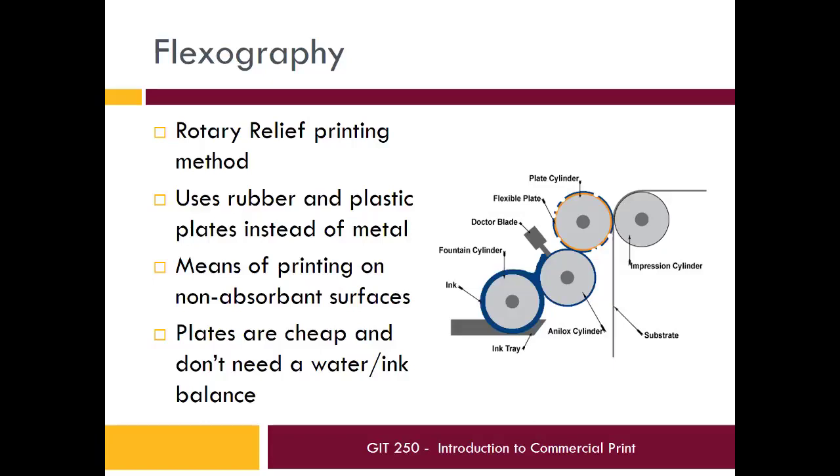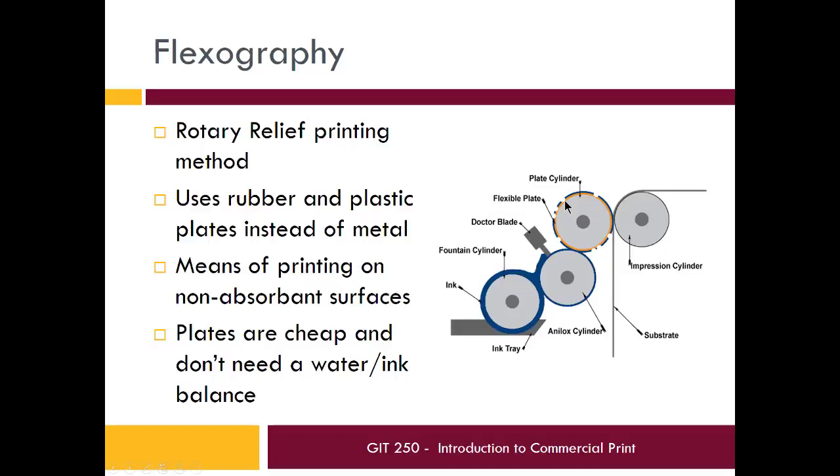Starting at the very bottom, you have an ink tray. So there's a tray that holds a whole lot of ink, a fluid, and a roller that passes through that. It's called a fountain cylinder. It's just a cylinder that rolls through there, and the ink sticks to it, and that ink is transferred onto the analog cylinder. The doctor blade scrapes off the excess ink and then transfers that onto the flexible plate right over here. And you see these little indentations.